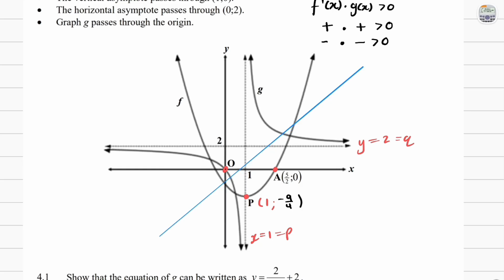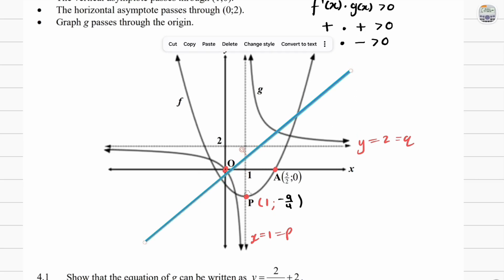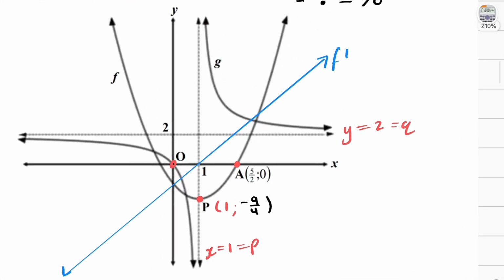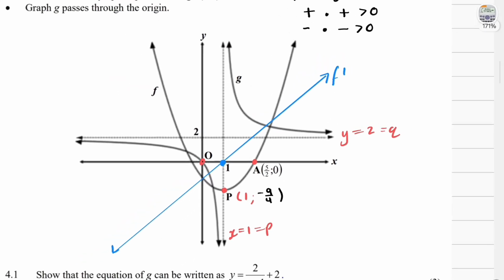But there's one specific point that would be important, okay, just because we are looking at positives and negatives. And that point is the x-intercept of this derivative of f. And that will happen here. So look at this. You see at the turning point, right? That x value of the turning point will be the exact same x value as the x-intercept of the derivative of this graph. So this over here is f prime. And now we know where it intersects the x-axis, just over there.